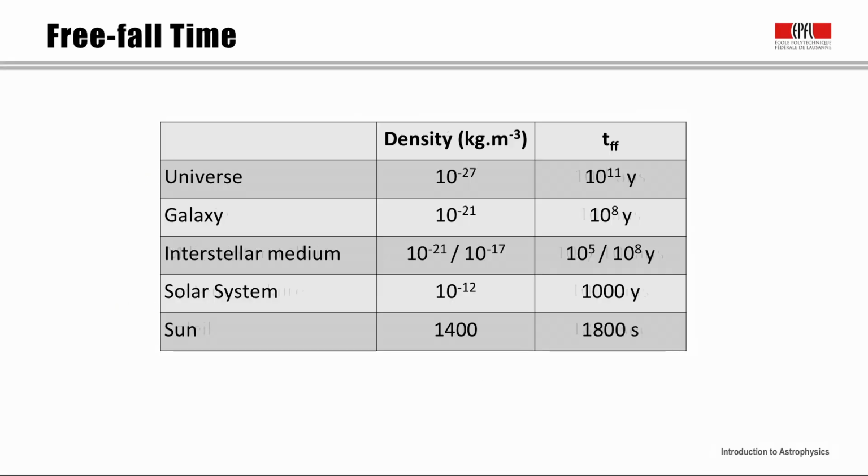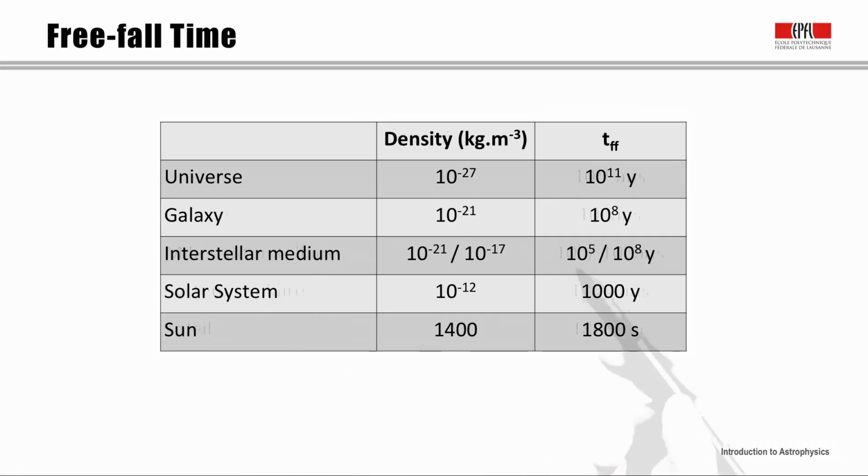Here are a few examples of freefall times, a few orders of magnitude. We have here the density of some objects, including the universe as a whole, the density of which is 10 to the minus 27 kg divided by m to the third power, and we have the corresponding freefall times. We see that if the whole universe collapsed without any resistance, it would take 10 to the 11 years. This is, of course, an order of magnitude. A galaxy with a density of roughly 10 to the minus 21 kg divided by m to the third power would collapse in roughly 100 million years.